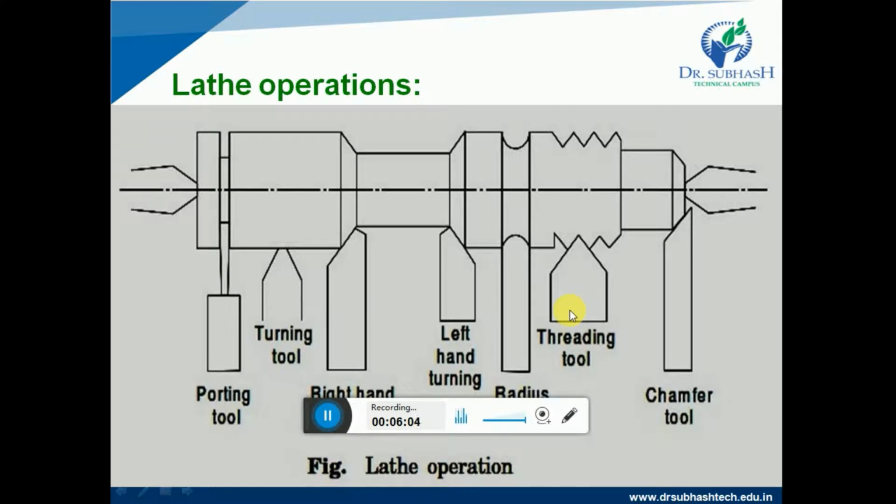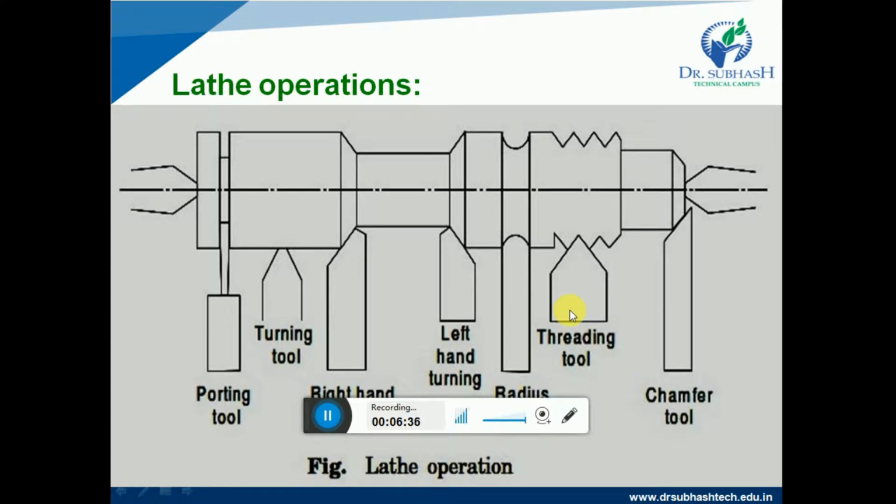But this type of operation is called a knurling operation, because with its use we are producing rough surfaces on the workpiece, providing effective gripping, right? So the knurling tool is held rigidly on the tool post and pressed against the rotating job, leaving the exact impression of the tool on the surface of the job, right?